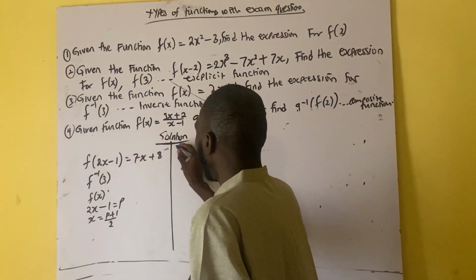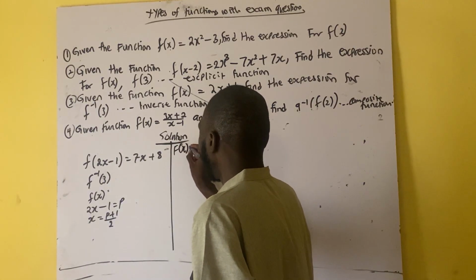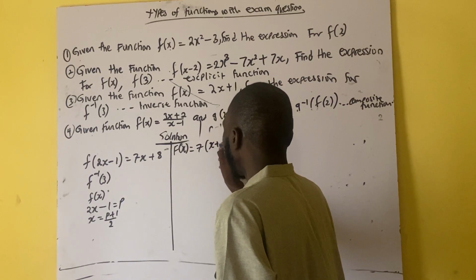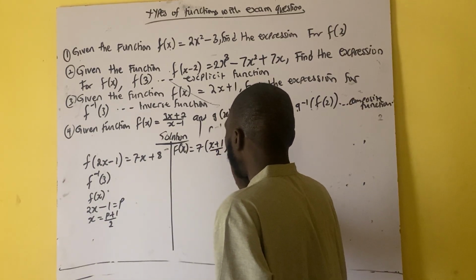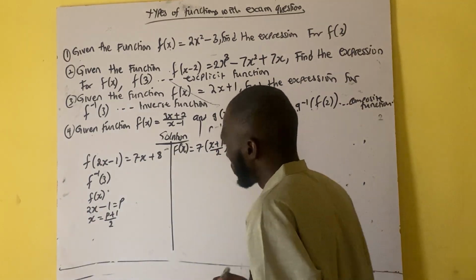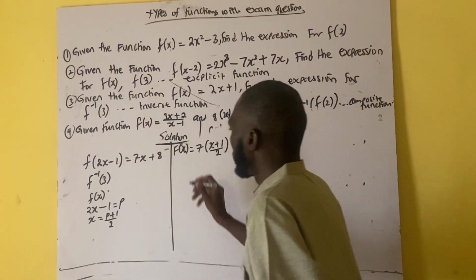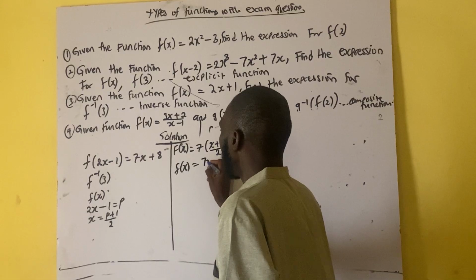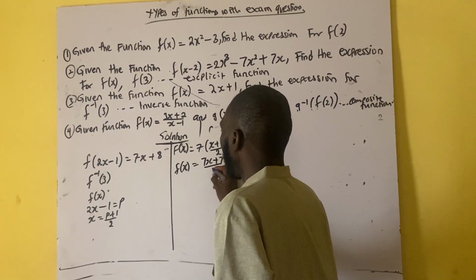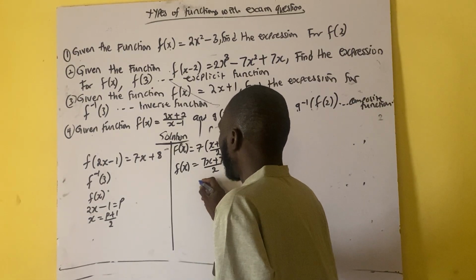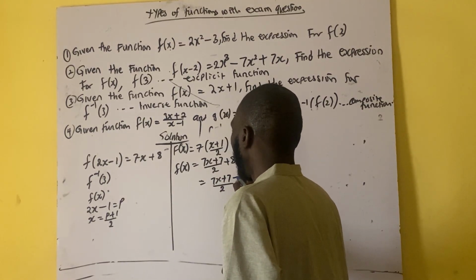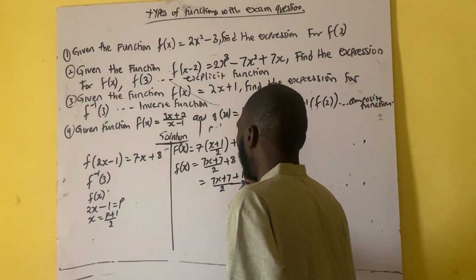For my f of x here, it will be equal to 7 in brackets x plus 1 over 2, plus 8. This is my f of x. So that should expand out. I'll be left with 7x plus 7 over 2 plus 8. So when you have the LCM here, I have 7x plus 7 plus 16, right?